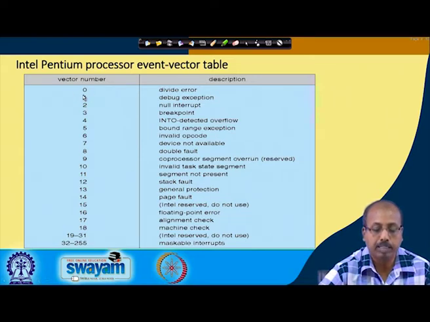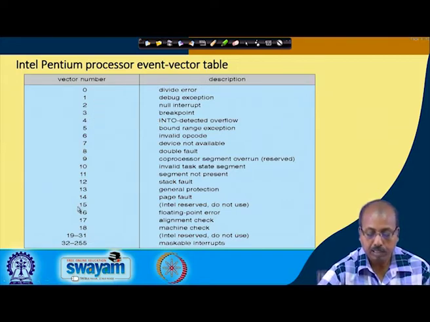So, divide error, this will be the corresponding ISR for number 0. Similarly, debug exception for 1, null. So, this is a null. This is reserved, actually some user may use this particular interrupt. Then for breakpoint, for debugging purposes, this interrupt is used.